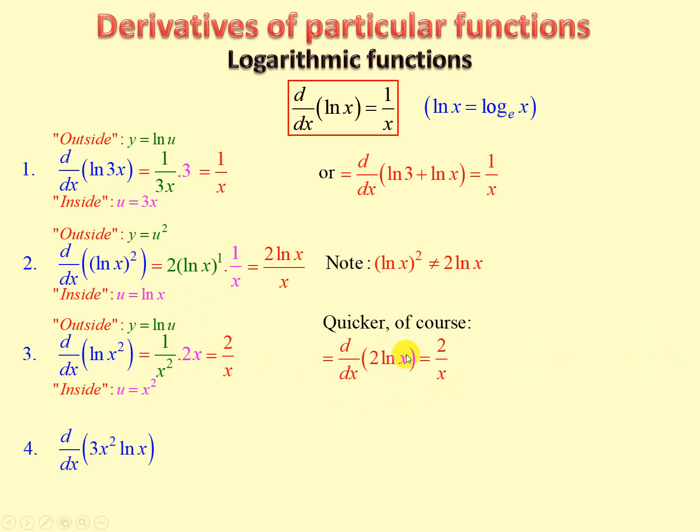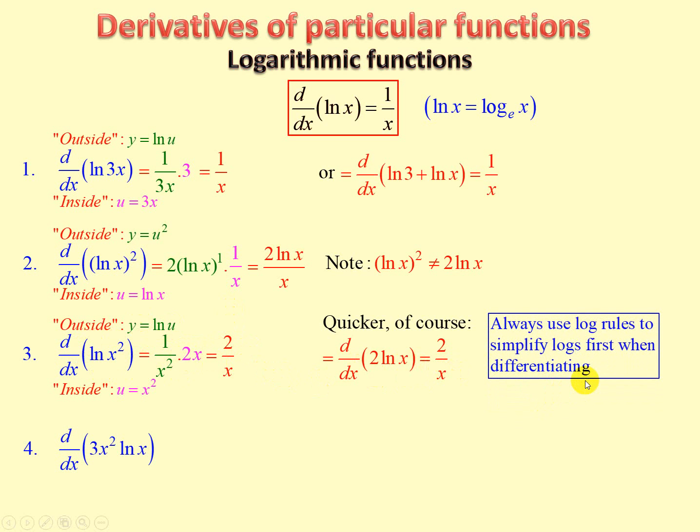That is to take that 2 and bring it to the front. So d by dx of 2 ln x, by that log rule that says you can do that. And that goes straight to 2 over x when you differentiate, instead of having to use the chain rule. Please note in future, always use log rules to simplify where possible before differentiating. It'll make life much easier.